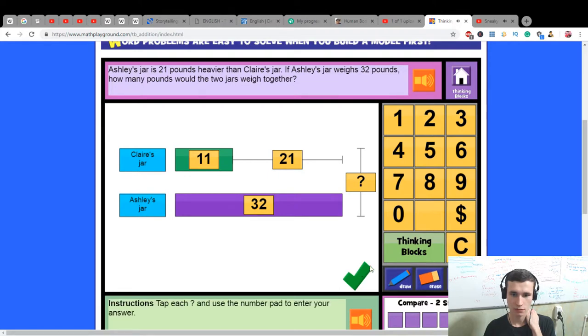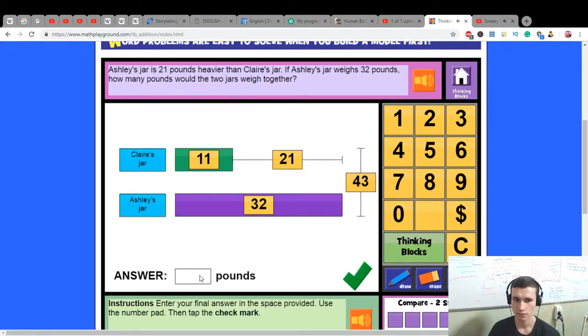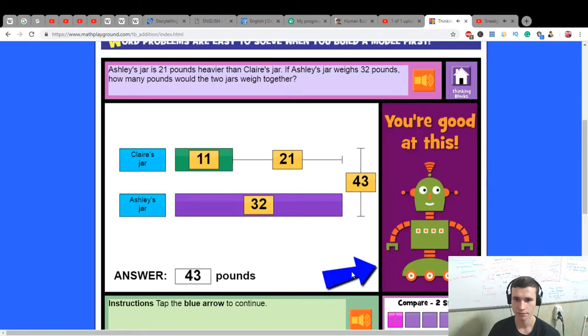Pounds would the two jars weigh together? Heavier than Clary's jar. 32 pounds. Tap each and use the number pad to enter. 21. Different, 43. You're good at this.